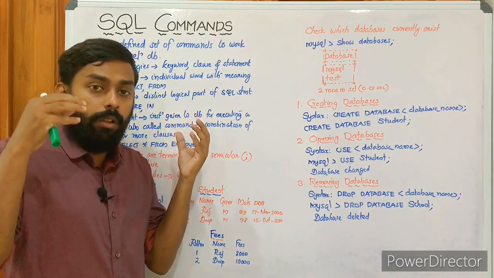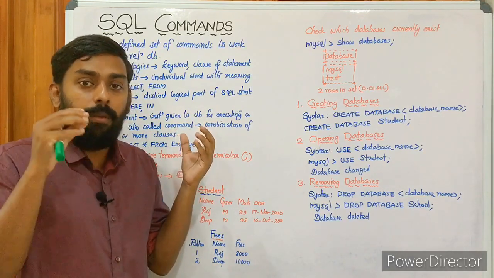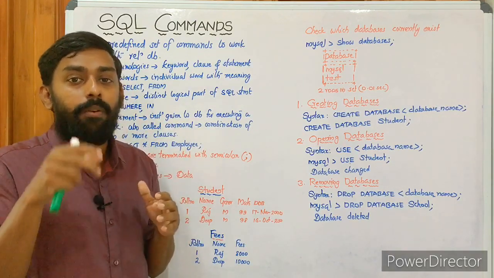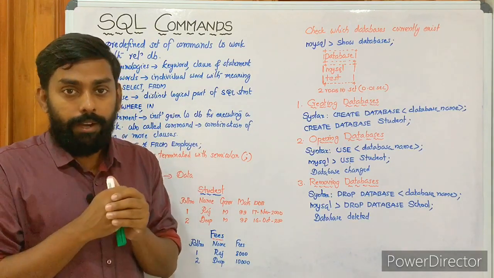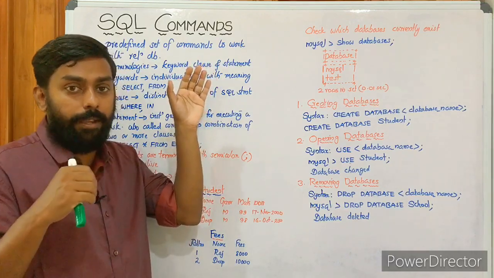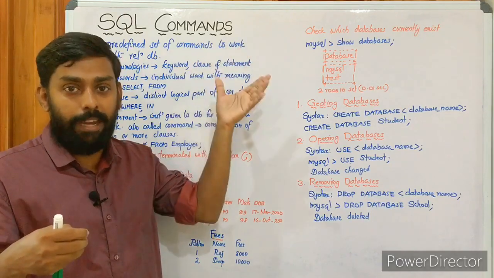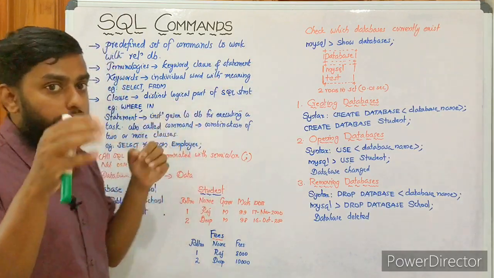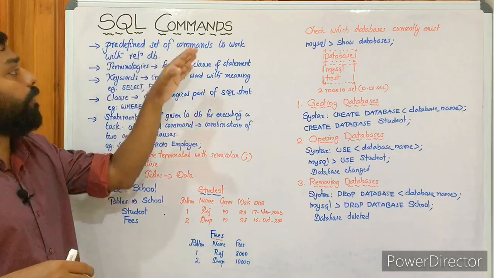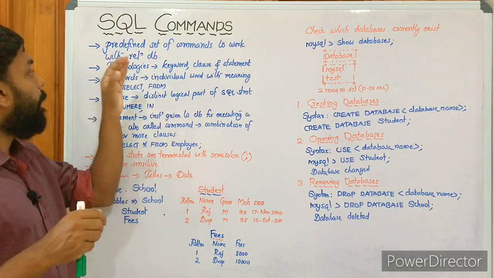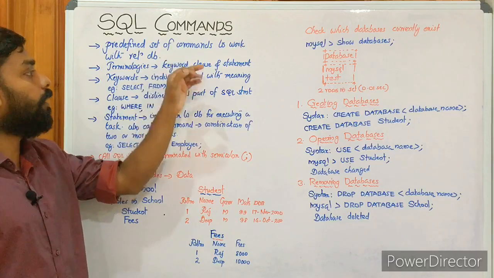Just before implementing the concept, we must know the basic terminologies used at the time of SQL coding: keywords, clauses, commands or statements. Let's look at them one by one. SQL is a predefined set of commands to work with a relational database, and the basic terminologies are keyword, clause, and statement.